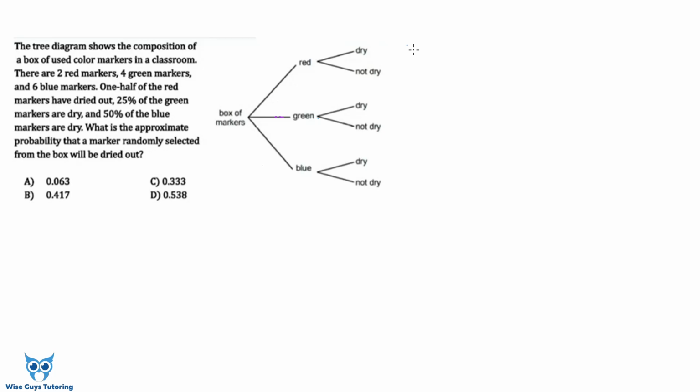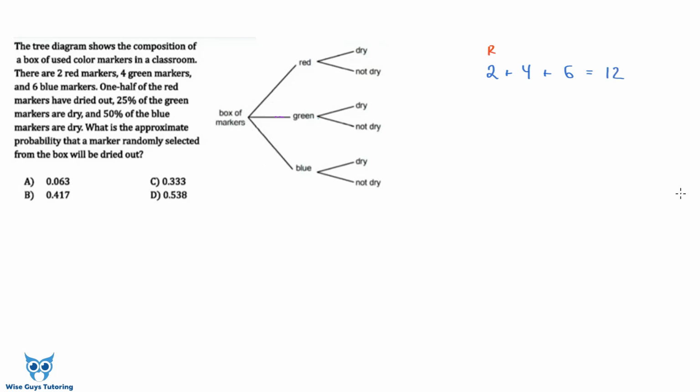So when do we use a tree? We use a tree for compound events, like compound probabilities. So we have to consider, first of all, when you're picking a marker, what's the probability that it's red or green or blue? And secondly, we have to check, is it dry or not? Let's start with the probability that it's either red or green or blue. Now, we've been told that there are 2 red markers and 4 green markers and 6 blue markers. So in total, I know there's 12 markers, right?